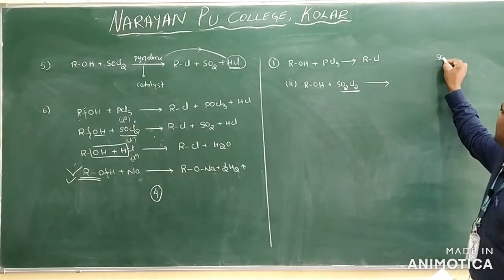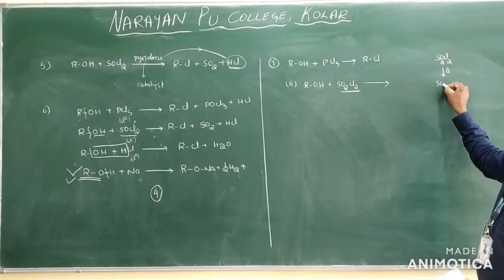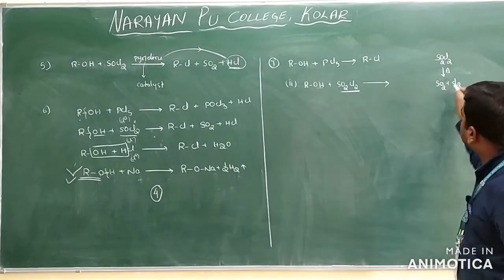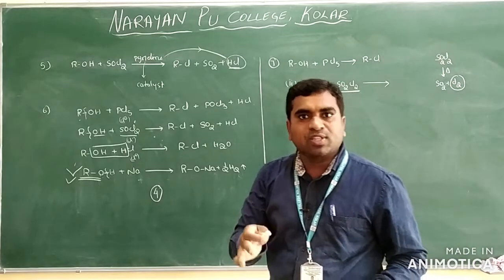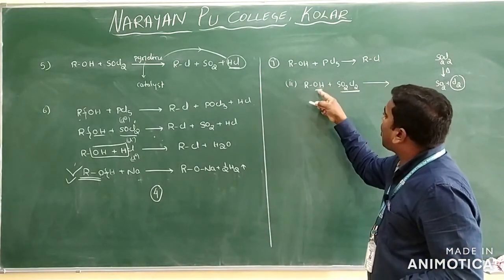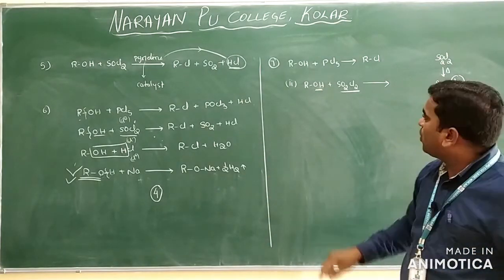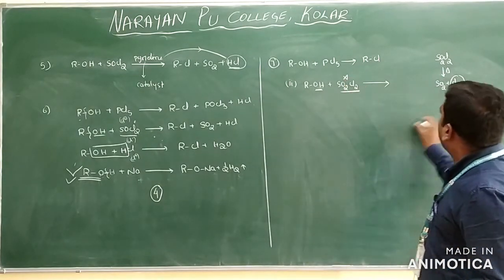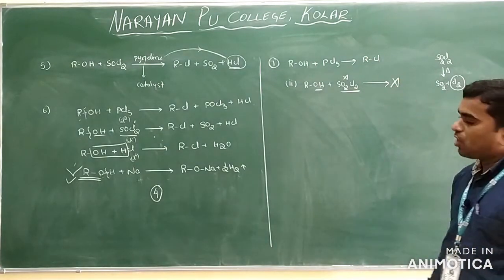But if you see SO2Cl2, if you heat this compound, it gives SO2 plus Cl2. It provides the chlorine molecule, not the Cl minus ion. Cl2 will not replace the OH. Which one replaces it? Cl minus, a nucleophile is required. So it cannot produce the nucleophile, it produces only the chlorine molecule, not the chloride ion. So that's why this reaction will not take place.